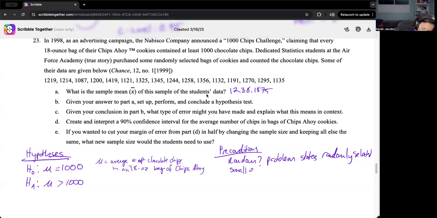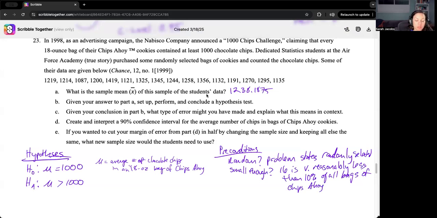Small enough. There's 16, or n is 16. So 16 is very reasonably less than 10% of all bags of Chips Ahoy. Right, we're sampling without replacement, so technically we're changing the probability, but we're changing it by such a tiny amount that we're not worried.